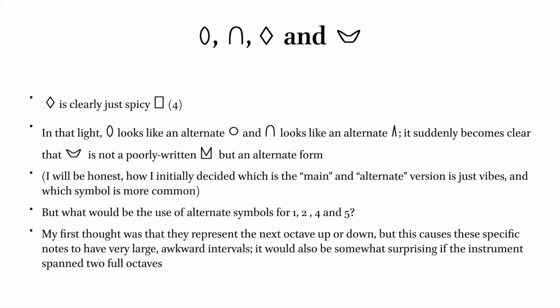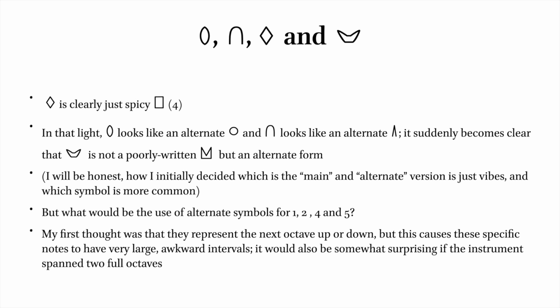That leaves us with four symbols, which we will call oval, horseshoe, diamond, and boat. Now, diamond is clearly just a spicy square. It's the same four-sided shape drawn slightly differently. In that light, oval looks like an alternate circle, and horseshoe looks like an alternate V. And that's when it became clear to me that boat is not a poorly written crown, but an alternate form of it. I will be honest, how I initially decided which is the main and which is the alternate version is just vibes, and which symbol is more common.